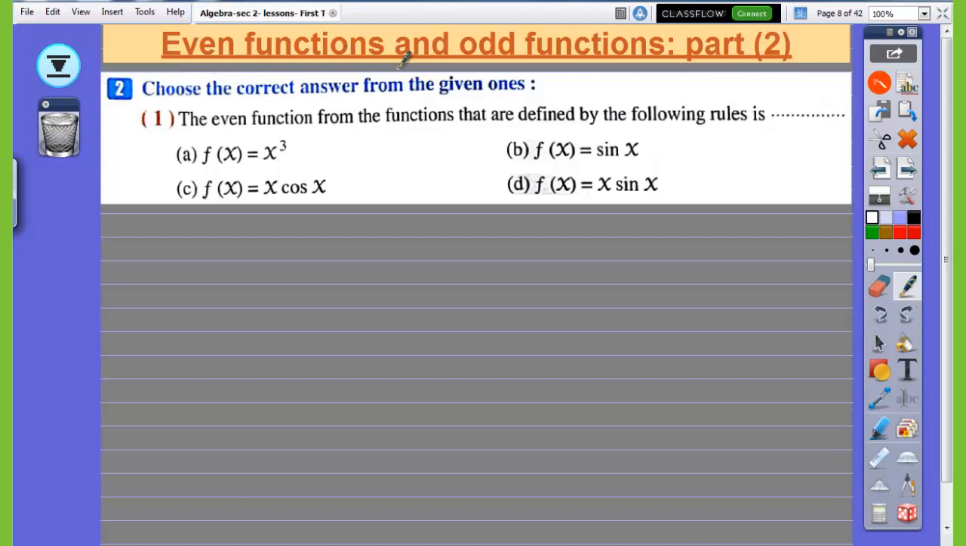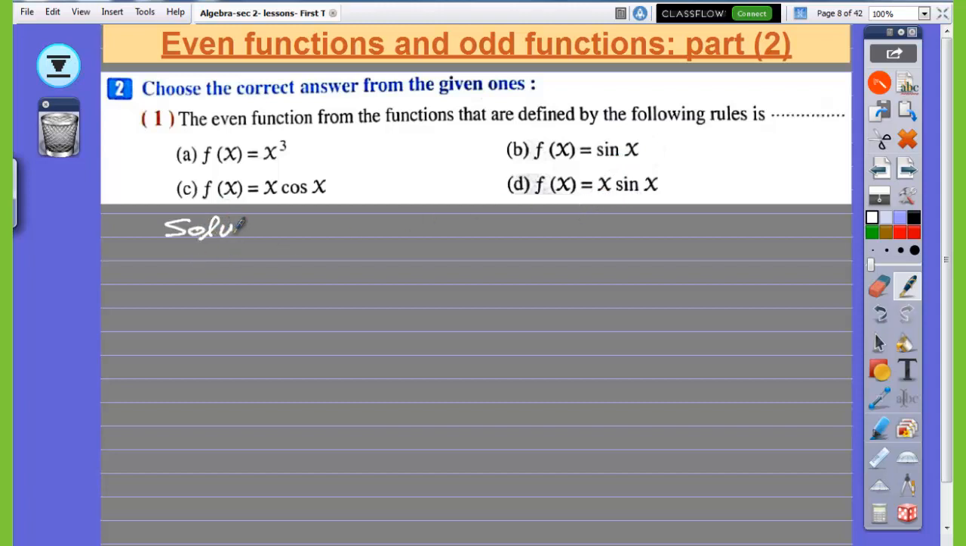Even functions and odd functions, part 2. Choose the correct answer from the given ones. The even function from the functions that are defined by the following rules is x power 3, x cosine x, x or sine x, or x sine x.